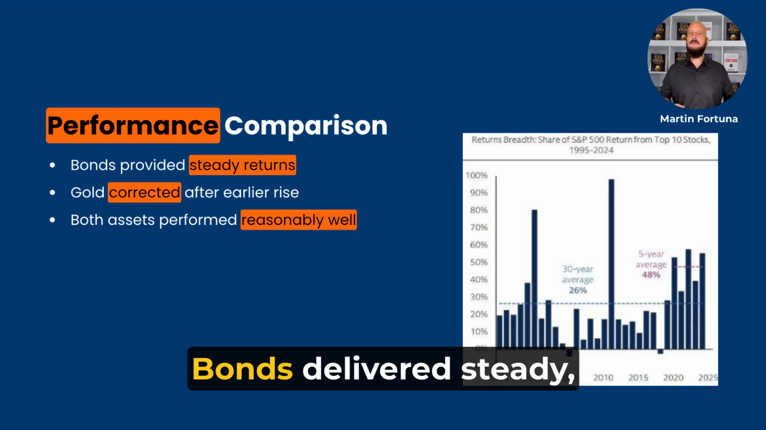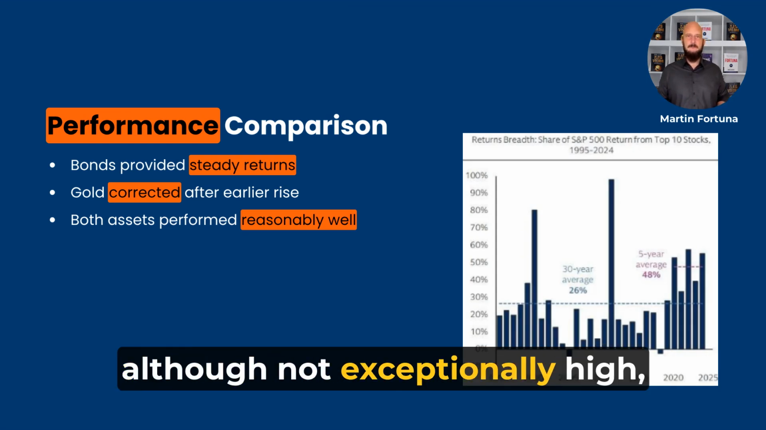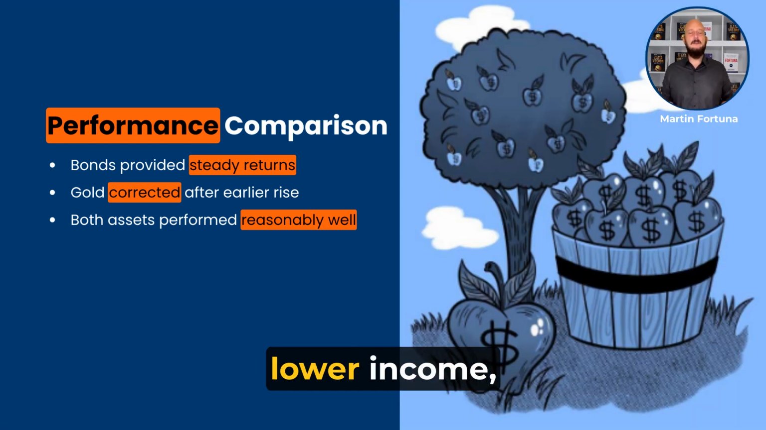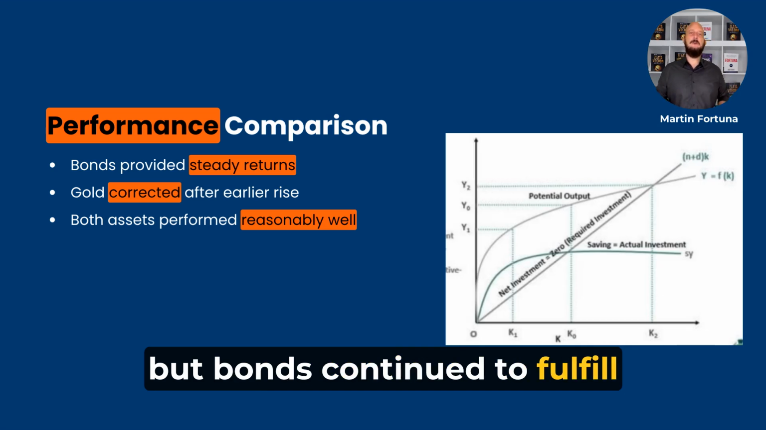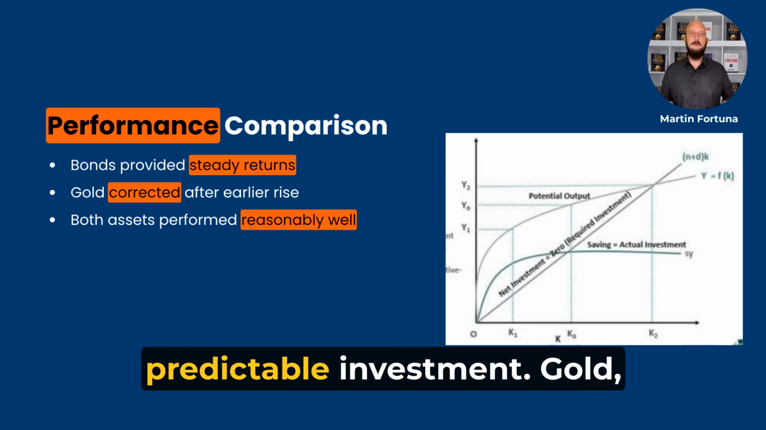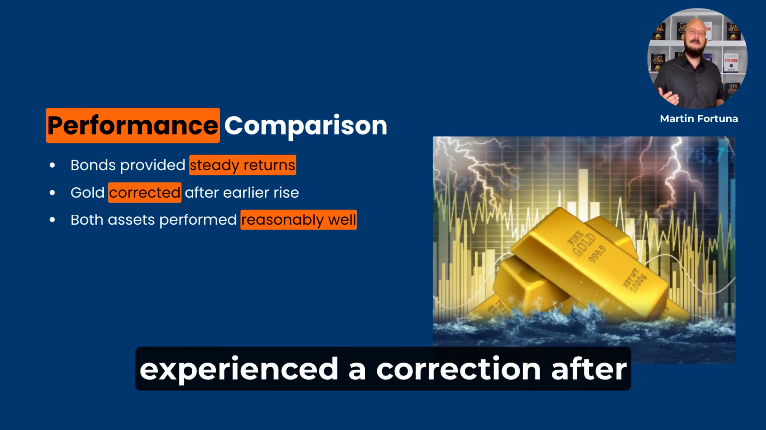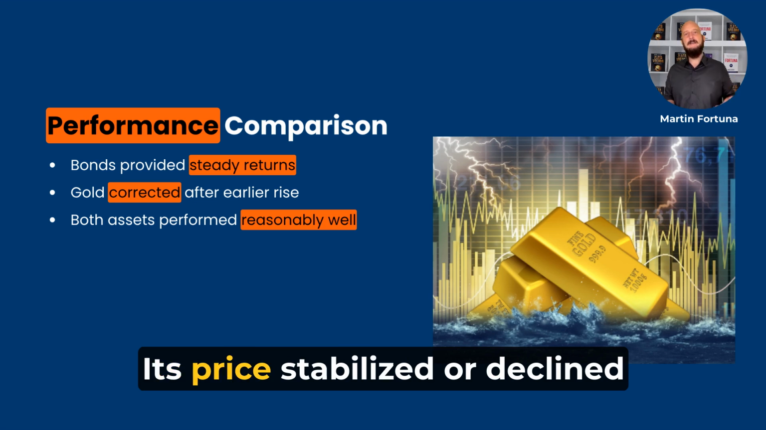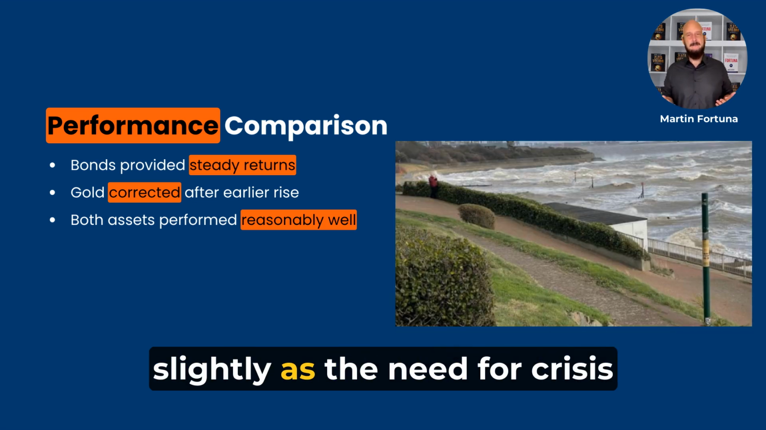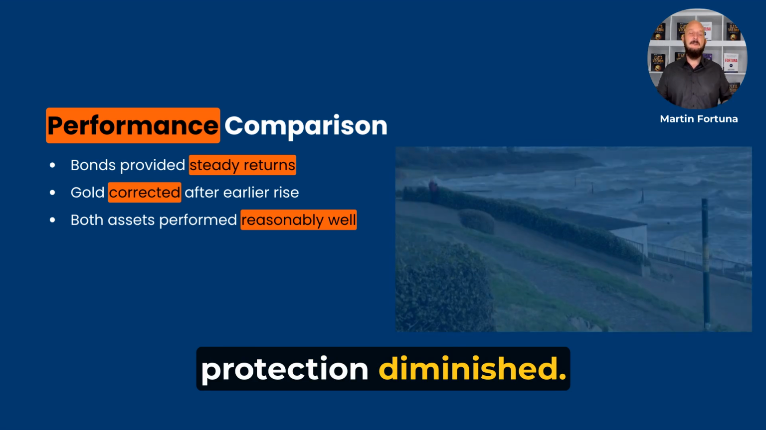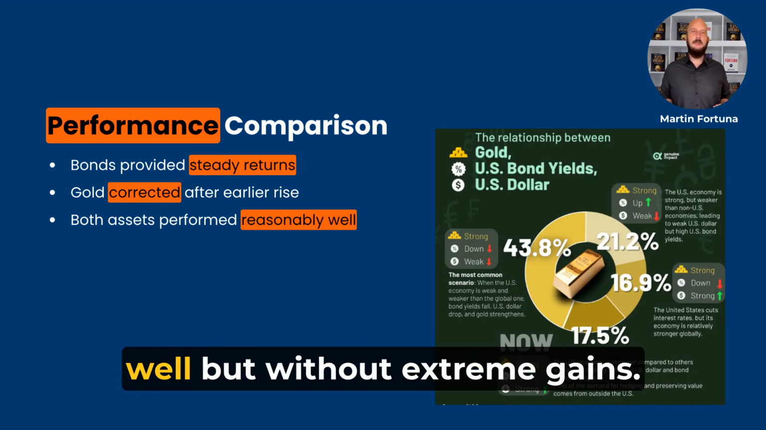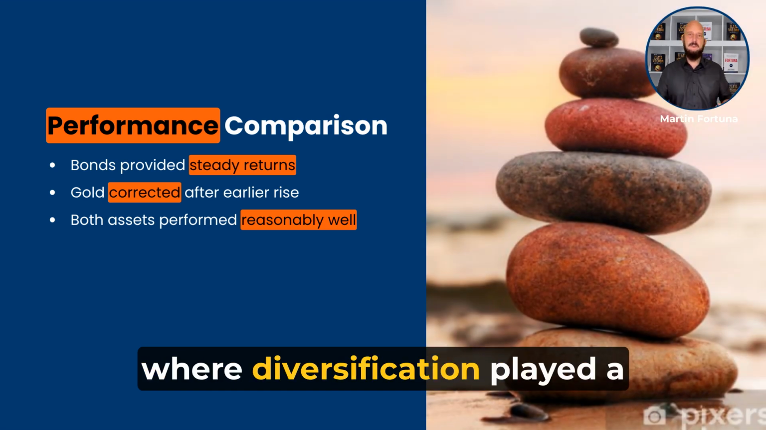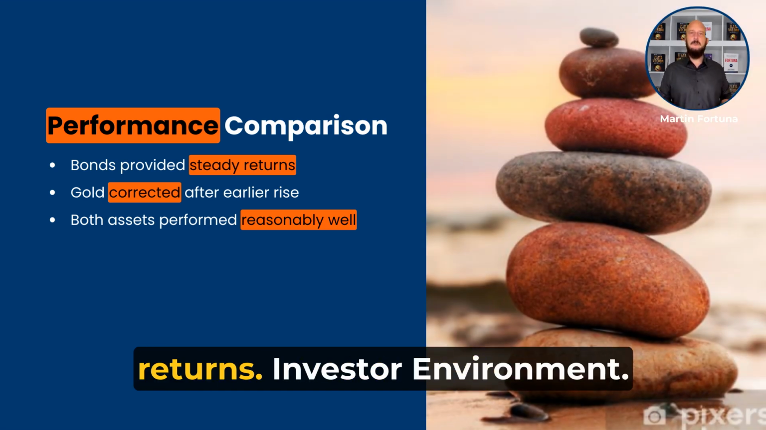Performance comparison. Bonds delivered steady, although not exceptionally high, returns during this period. Low interest rates meant lower income, but bonds continued to fulfill their role as a stable and predictable investment. Gold, on the other hand, experienced a correction after its strong rise in the previous decade. Its price stabilized or declined slightly as the need for crisis protection diminished. Both assets performed reasonably well but without extreme gains. This was a period of balance where diversification played a key role in achieving stable returns.